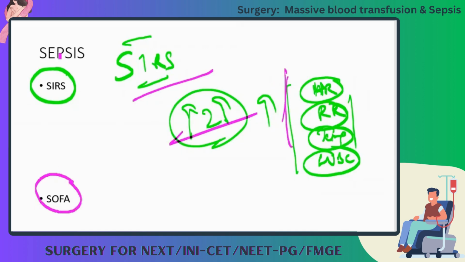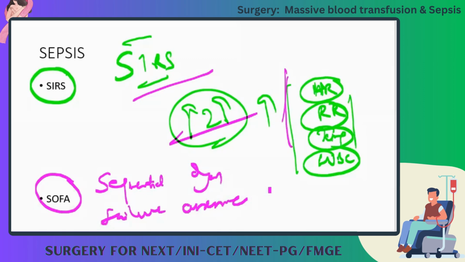And there is a score to assess them. What is the score? Sequential organ failure assessment score. So once again: heart rate, WBC count, respiratory rate, and body temperature. Out of these 4, if any 2 are raised, that means the patient is in sepsis.